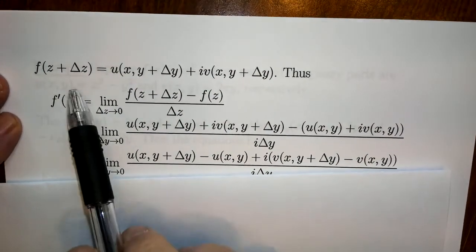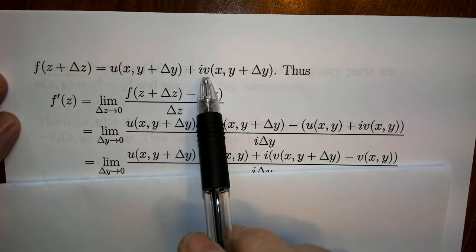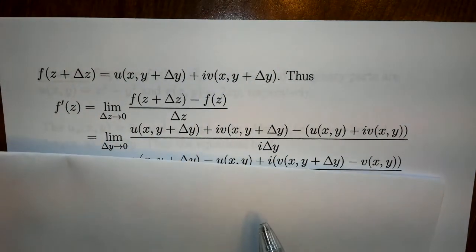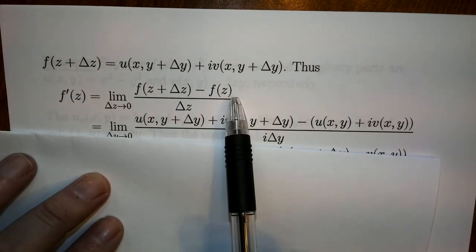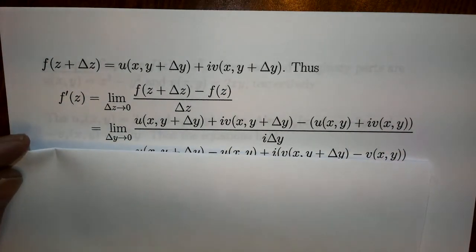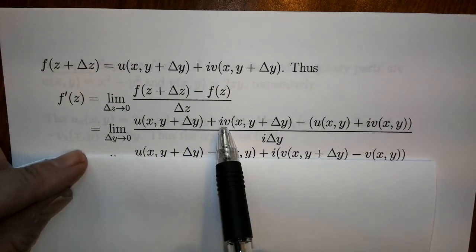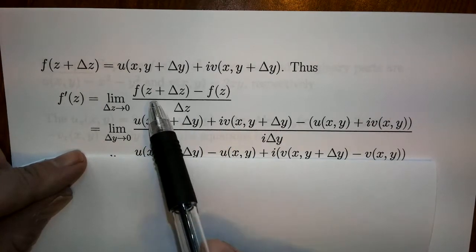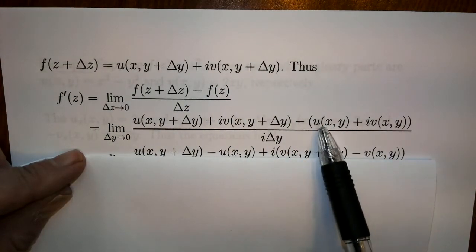Now, f of z plus delta z will be u of x, y plus delta y, plus i times v of x, y plus delta y. Let's substitute this into our definition of the derivative. This is the definition of the derivative. f prime of z is equal to, as we said before, this will be u of x, y plus delta y. This will be i times v of x, y plus delta y. So this whole expression right here corresponds to that. And f of z is simply all this stuff over here.